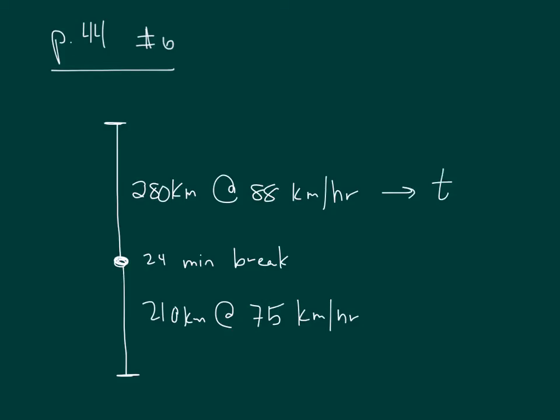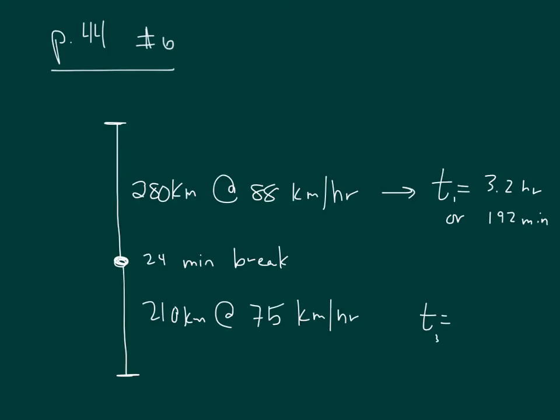280 over 88 is 3.2 hours, or 192 minutes. For this part right here? Yes, 3.2 hours, which is 192 minutes. And how about the third one? I'll put T3.